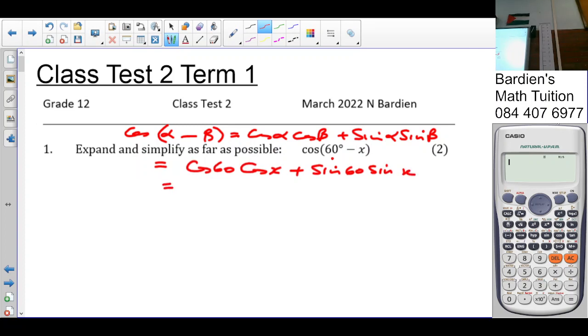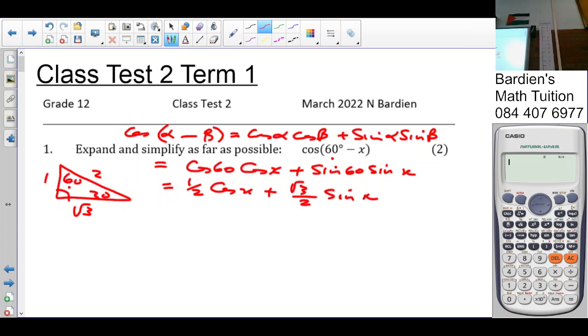Now people, 60 is a special triangle. So you draw a special triangle that is 30, 60, with sides 1, 2, root 3. Cos of 60, adjacent over hypotenuse, is 1 over 2, times cos x, plus sine of 60 is root 3 over 2, opposite over hypotenuse, times sine x. Okay, and as you can see the LCM is 2 there, so it's just simply going to be cos x plus the root of 3 sine x.